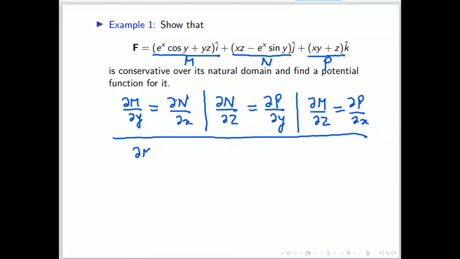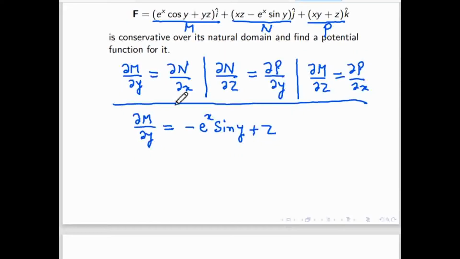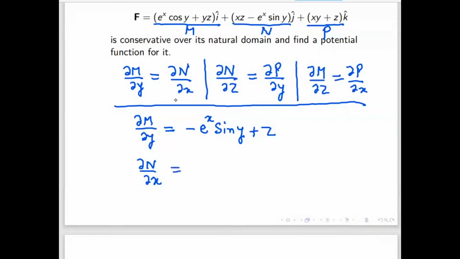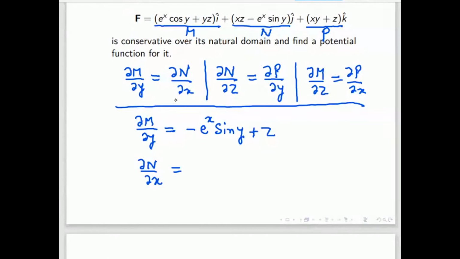So what is del M by del Y? So M is this one. The ith component, the derivative with respect to y will give e to the power x sin y plus z. This is the value of del M by del Y. And del N by del X, that means you have to differentiate N with respect to x partially. It will give z minus e to the power x sin y. So from here we can see that del M by del Y equal to del N by del X.